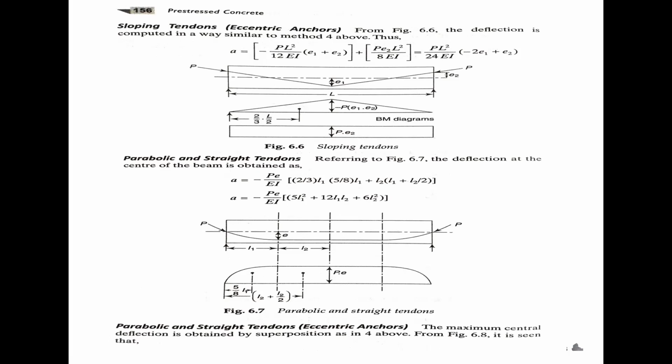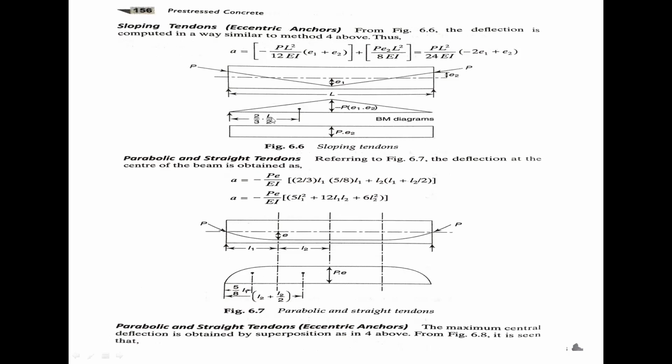We have to maintain some eccentricity for the beam. The distance from the cable to the centroid of a rectangular beam or any type of section is called eccentricity. With some eccentricity, the type of tendon profile changes the type of bending moment diagram and changes the deflection formula. These are the types of tendon profiles.